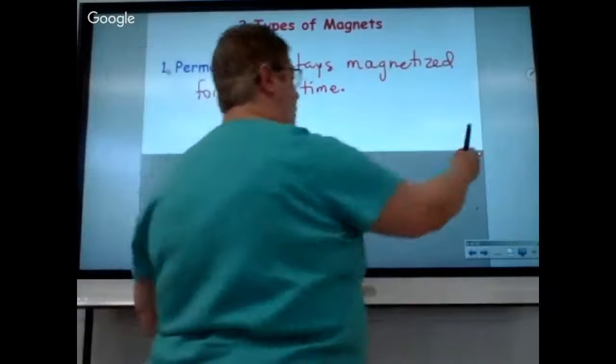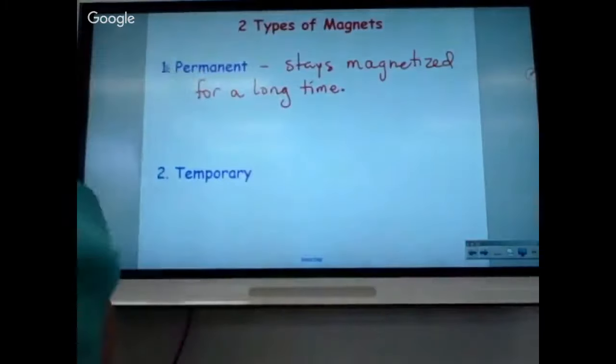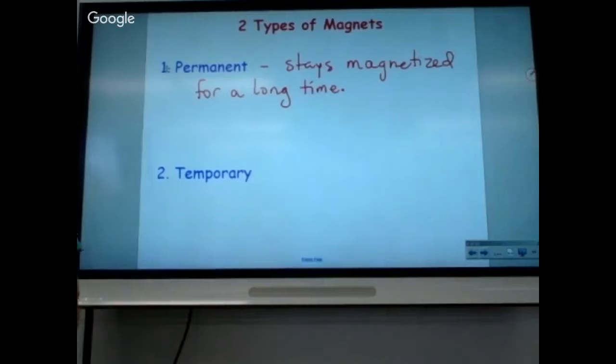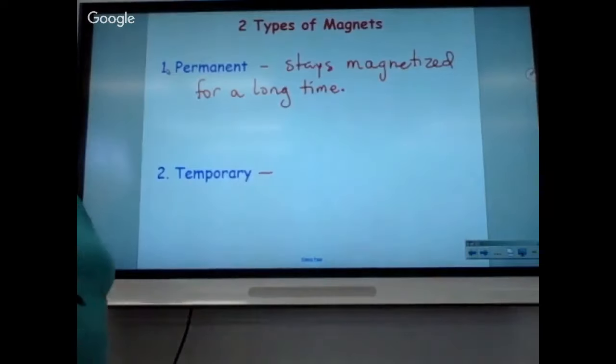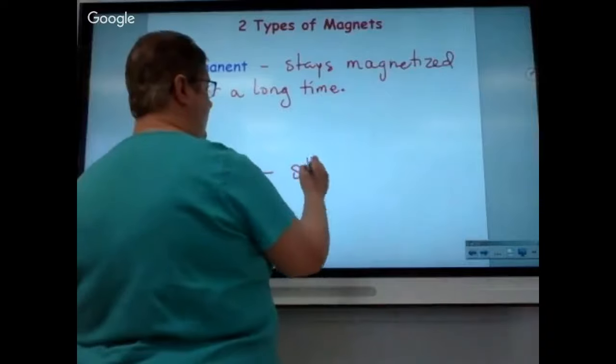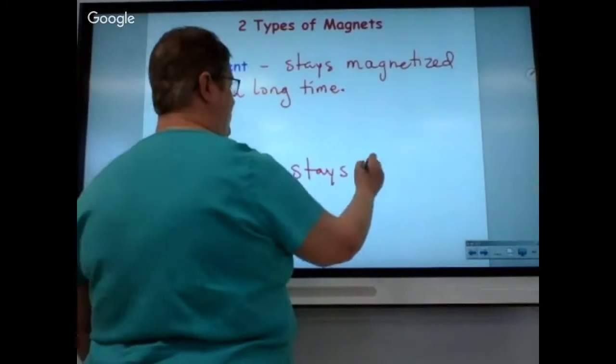Now, the second lab we're going to do is a temporary magnet. What's a temporary magnet? A temporary magnet stays magnetized for a short time.